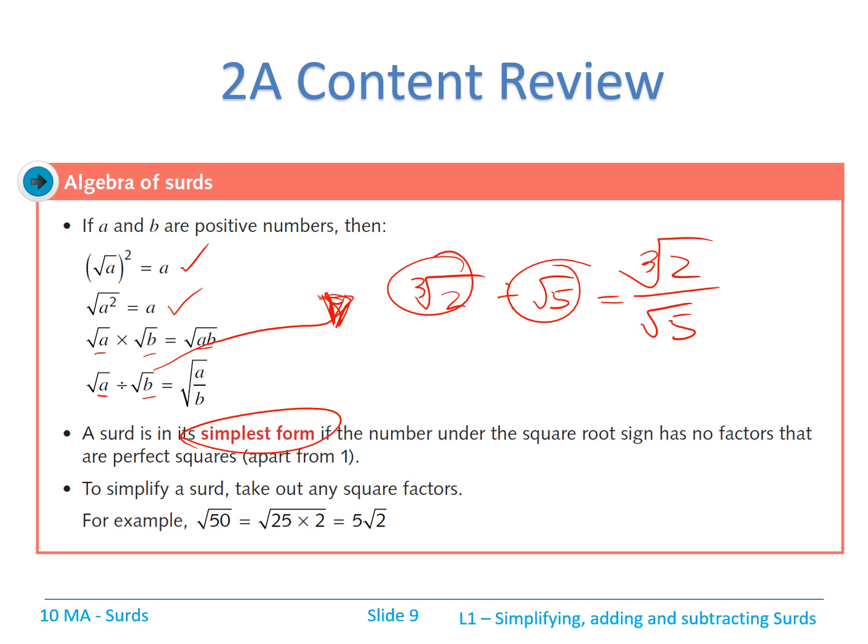A surd is in its simplest form if the number under the square root sign has no factors that are perfect squares, apart from 1, which is what we've said a few times. To simplify a surd, take out any square factors or perfect squares. For example, root 50 is root 25 times 2, which is 5 root 2.